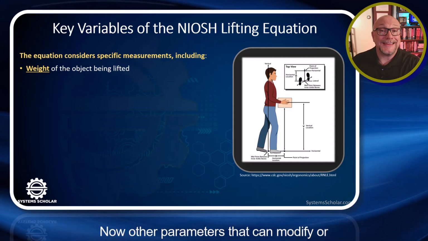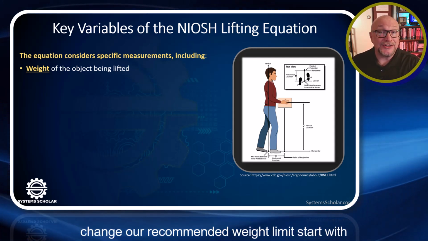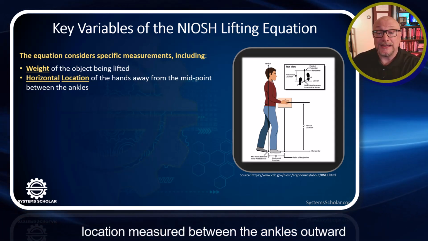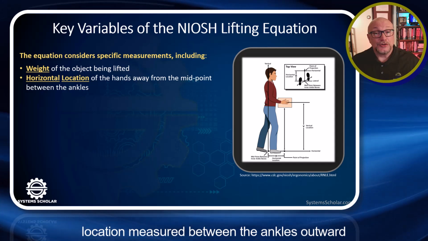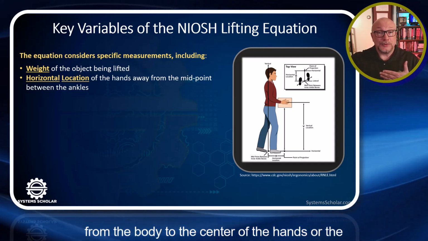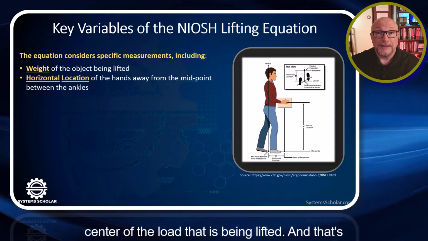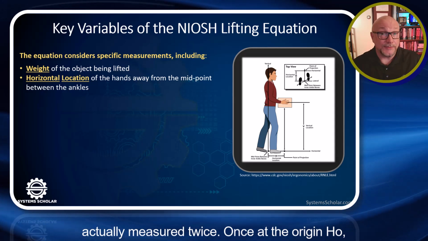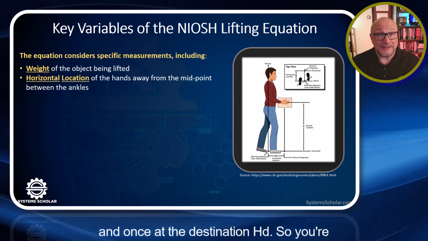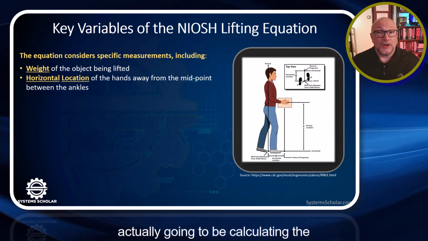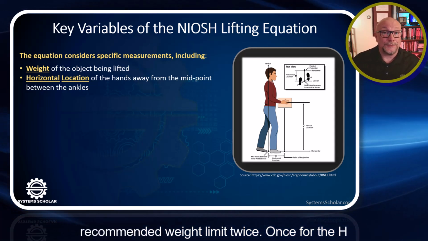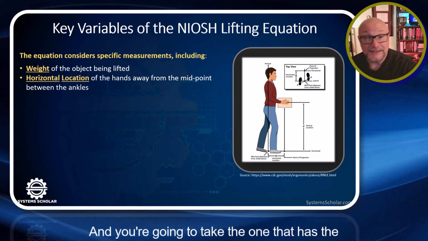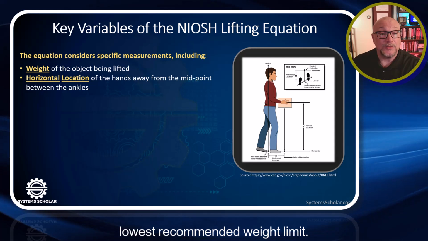Now, other parameters that can modify or change our recommended weight limit start with the horizontal location. And that is the horizontal location measured from between the ankles outward from the body to the center of the hands or the center of the load that is being lifted. And that's actually measured twice, once at the origin, H sub O, and once at the destination, H sub D. So you're actually going to be calculating the recommended weight limit twice, once for the H at the origin and once for H at the destination. And you're going to take the one that has the lowest recommended weight limit.